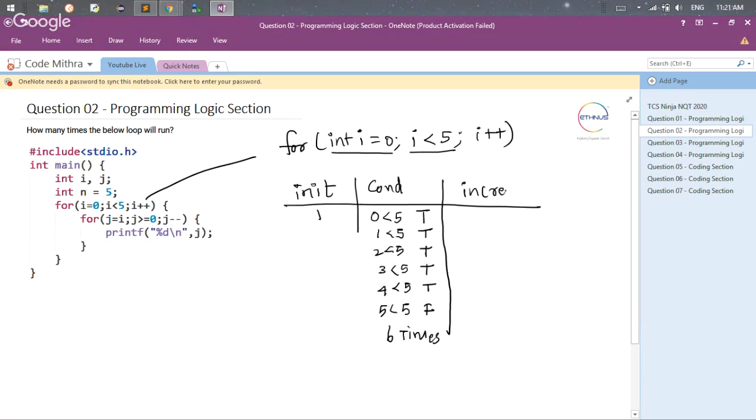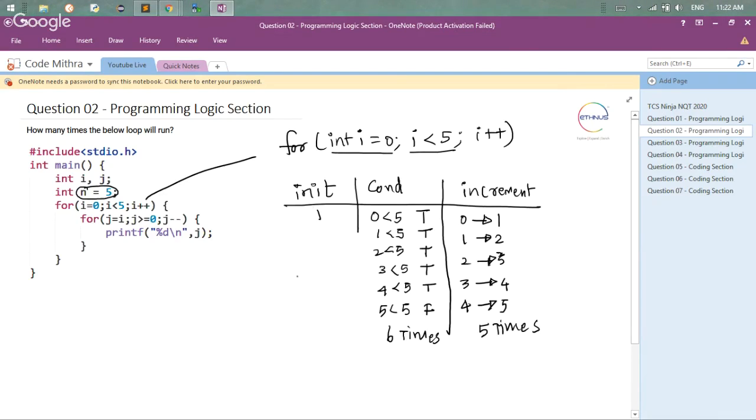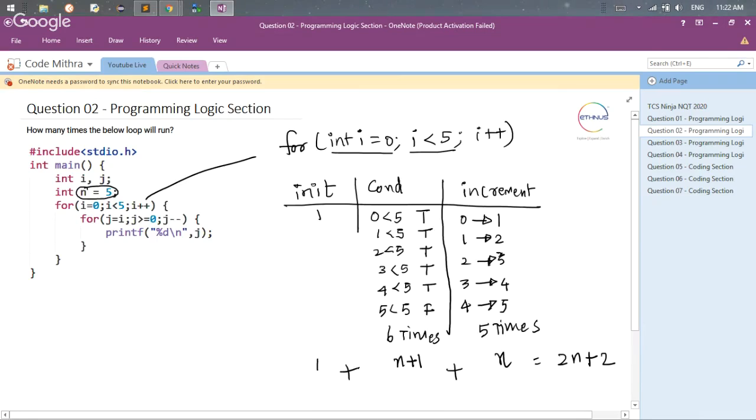And now increment will get executed for when I is 0 to 1, when 1 to 2, when I is 2 to 3, when I is 3 to 4, when I is 4 to 5, right? That means increment is getting executed 5 times. Now, if you observe this clearly, here n is equal to 5. Now, let's assume that n is 8 or n is 10, how do we get it? Initialization happens every time once. This is n plus 1 times and this is n times. So adding all, we will get 2n plus 2. So I can very well say that this for loop is actually executing for n times, right?